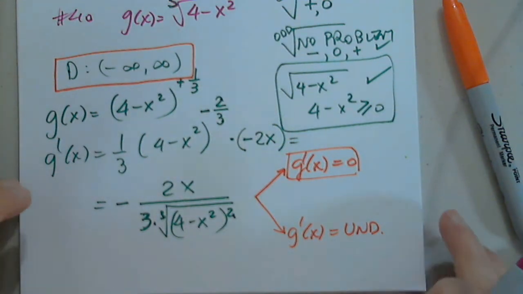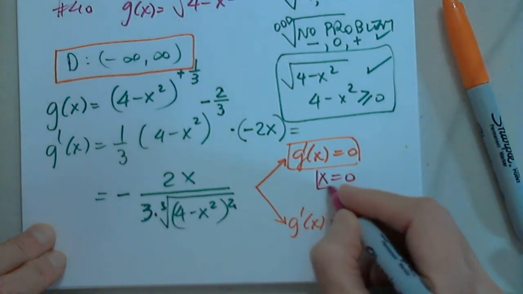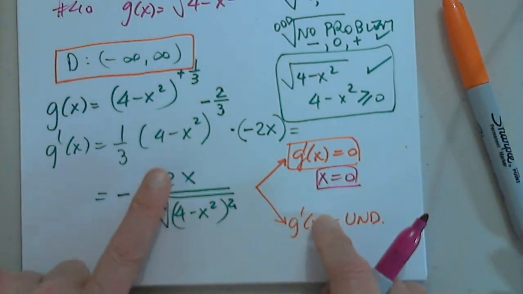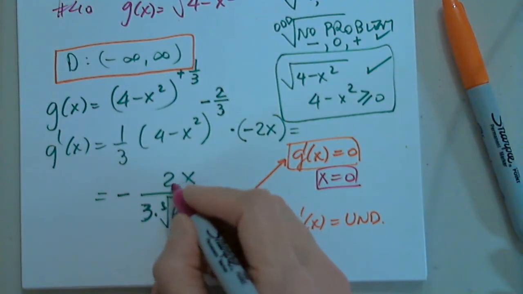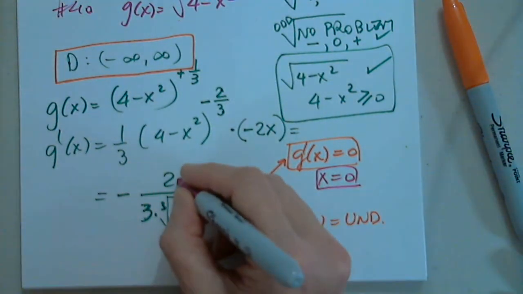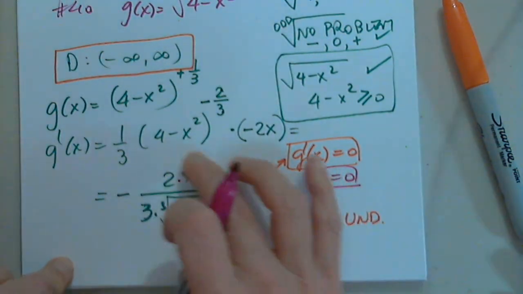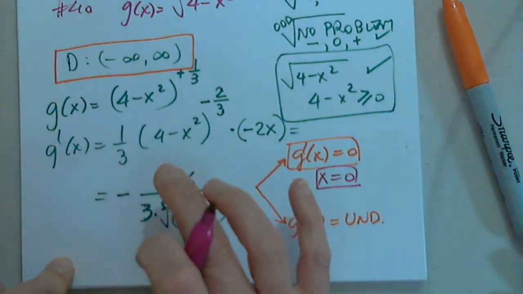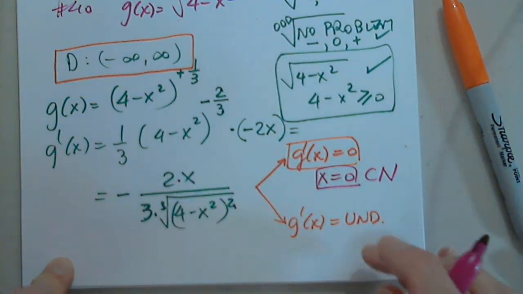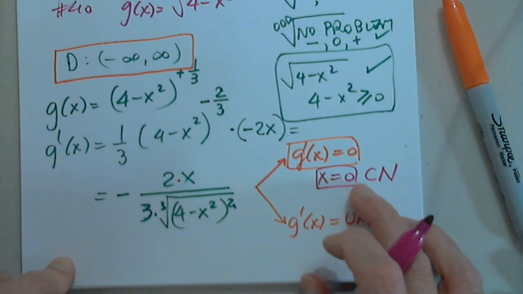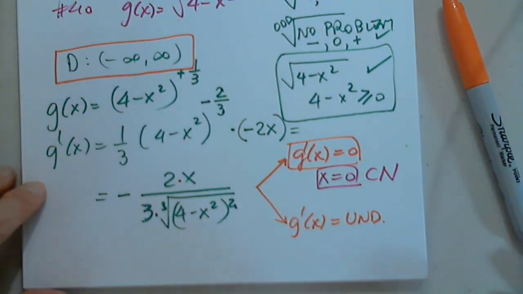Anyone? 2 cannot be 0. If we had plus or minus here, yes, but this is multiplication. So for the numerator 2x to be 0, because a fraction is 0 when the numerator is 0, 2x equals 0 means x equals 0. Yes, this is one critical number. Does it become a max or min? I don't know. I haven't studied the sign of the derivative yet.